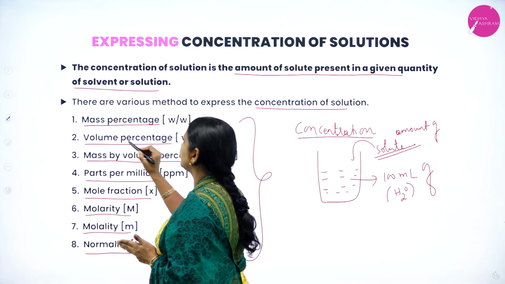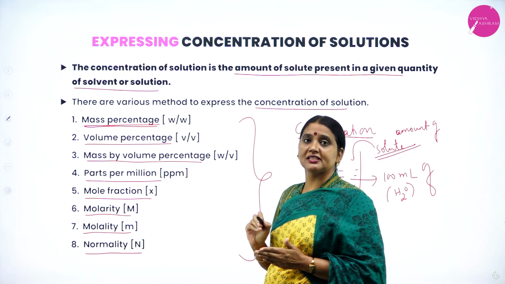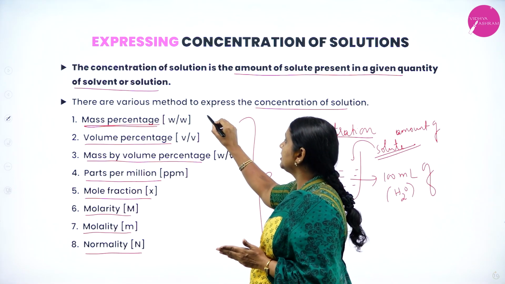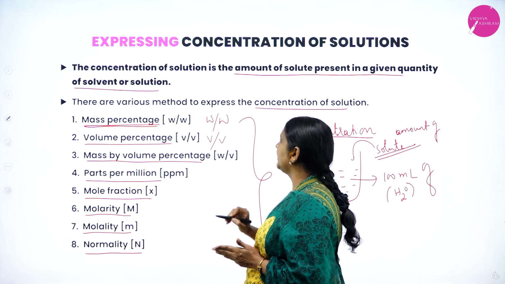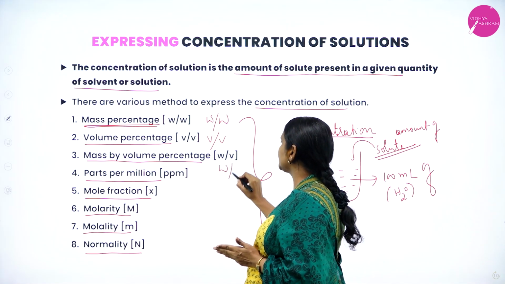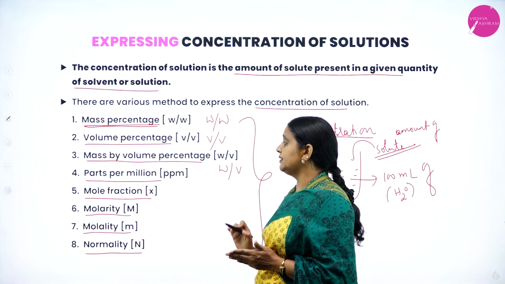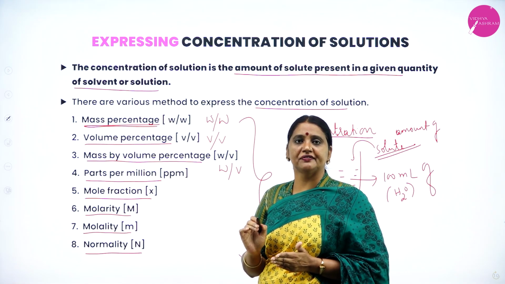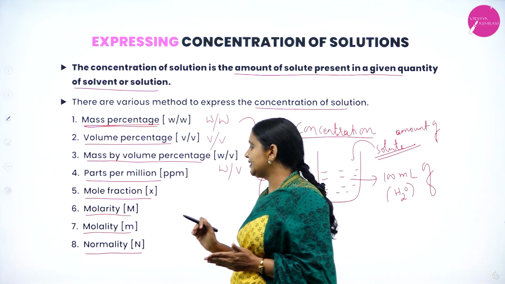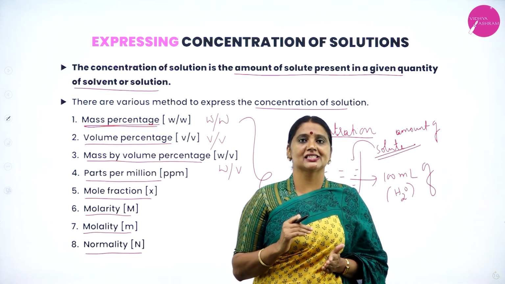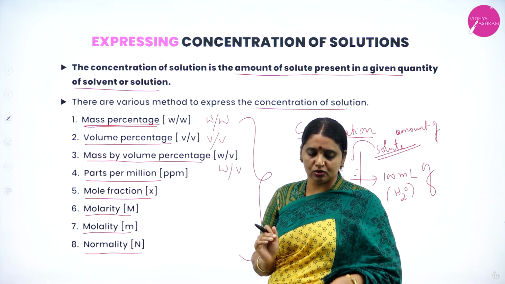So, what are the 8 units of concentration? Once again I'll repeat. First one, mass percentage, W by W. Volume percentage, V by V. Mass by volume percentage, W by V. Next, parts per million. Fifth one, mole fraction. Sixth one, molarity. Seventh one, molality. Eighth one, normality.